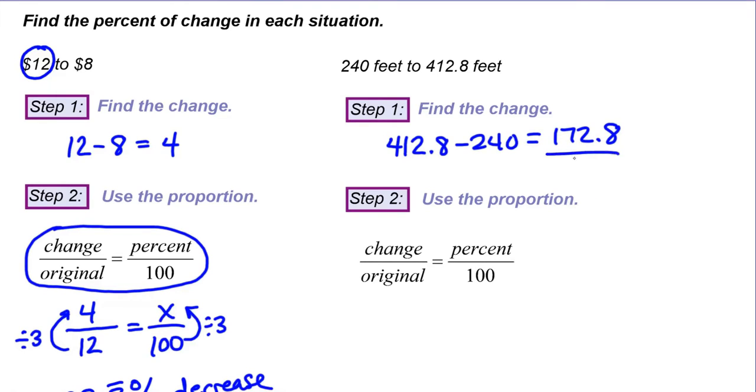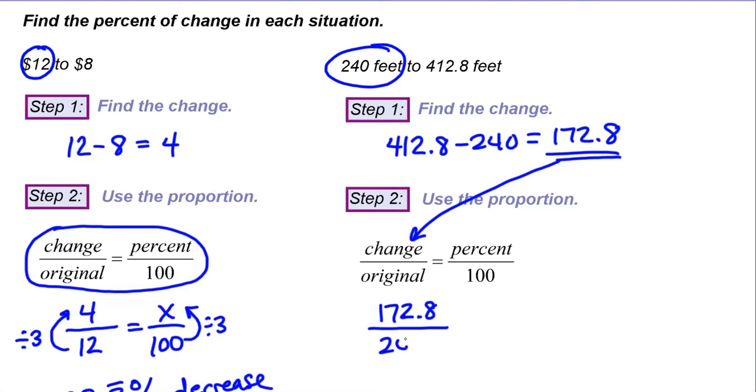And now I can use that number in this proportion. That's the change, 172.8. Originally, it was 240 feet, and that's x out of 100.